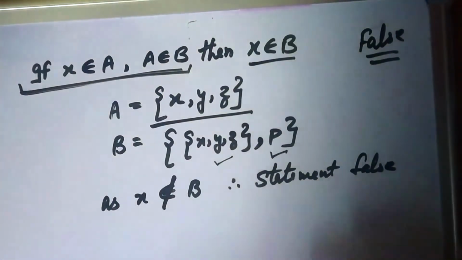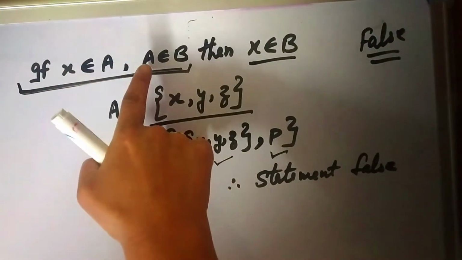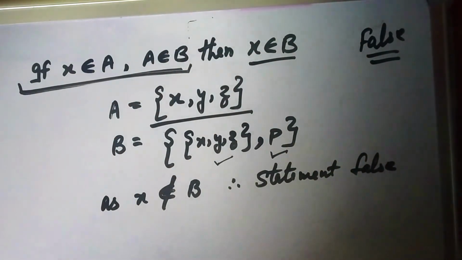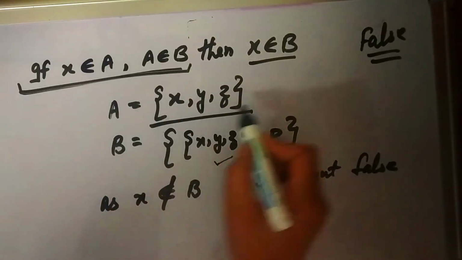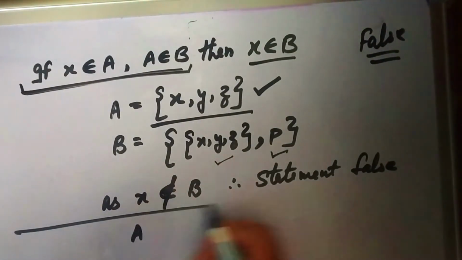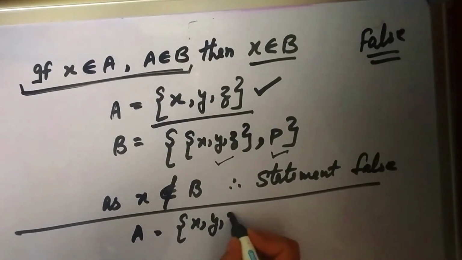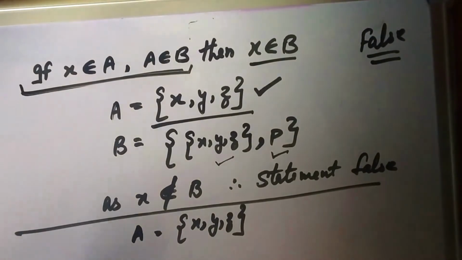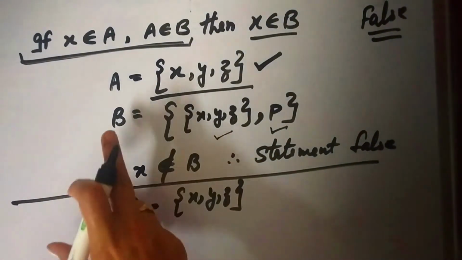Okay. If instead of this the question would be, if X belongs to A and A is a subset of B, then would it be correct? Okay, let's see that. Then this is your first situation. How would you write? Then A equals {X, Y, Z}. Okay. Now, what will your B be?